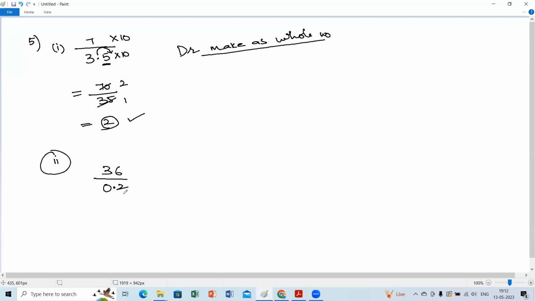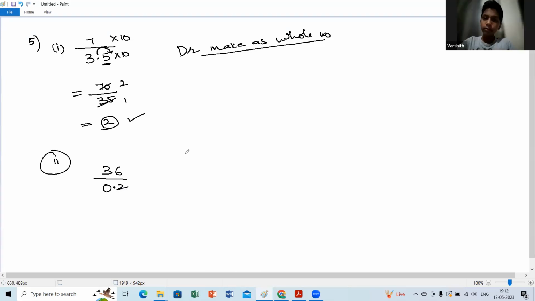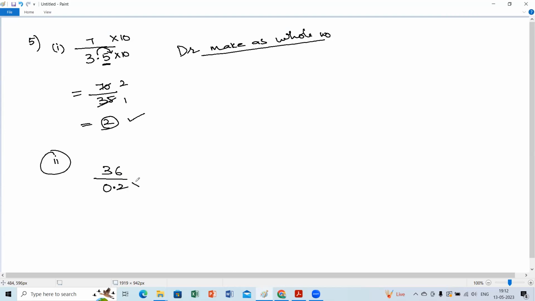We should multiply both sides. How many decimal places are there in the denominator? One decimal place. So I should multiply with 10 on both sides to make the denominator a whole number. 36 becomes 360, 10 times. The decimal jumps one place towards the right.